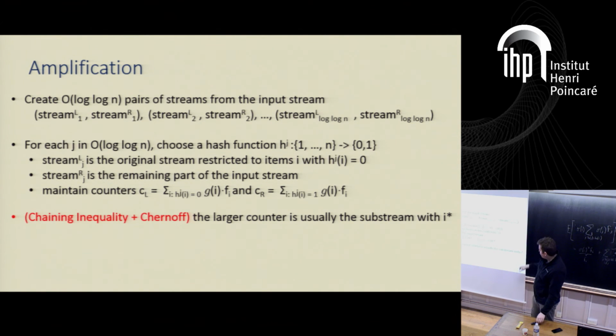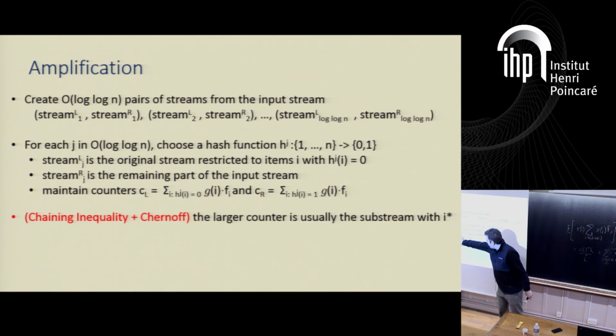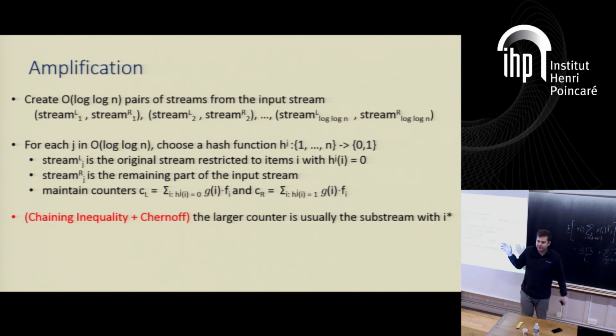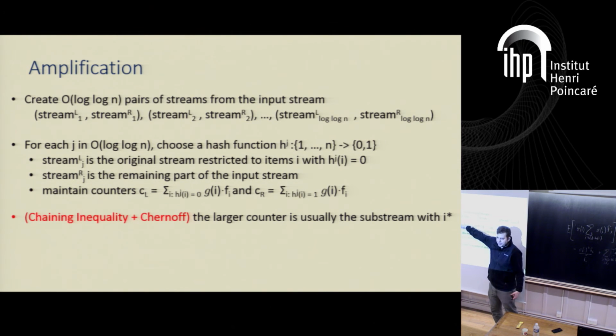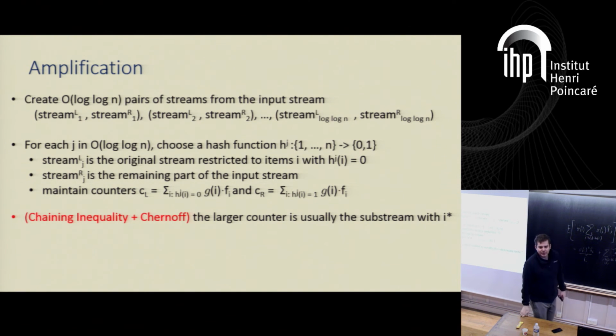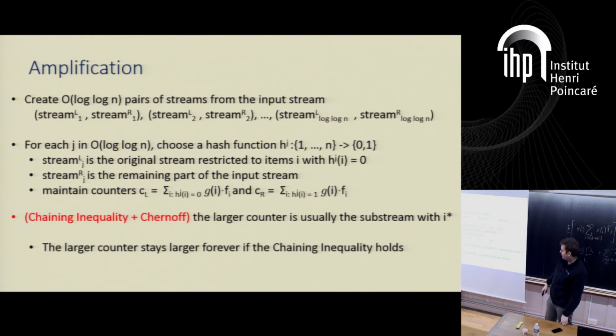On the other hand, after I see enough updates to this heavy hitter, one of these counters is going to be larger than root f2. Because if I see 10 or 2 root f2 updates to i star, then this counter is going to be larger than root f2 by triangle inequality. So the counter which has i star is going to be larger. And it's going to be larger forever, because the chaining inequality says the maximum at all times is at most root f2. Yeah, so the larger counter stays larger forever.